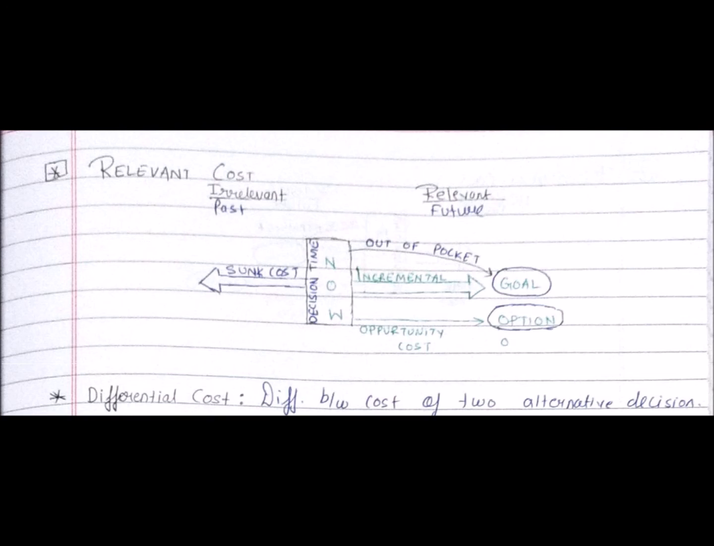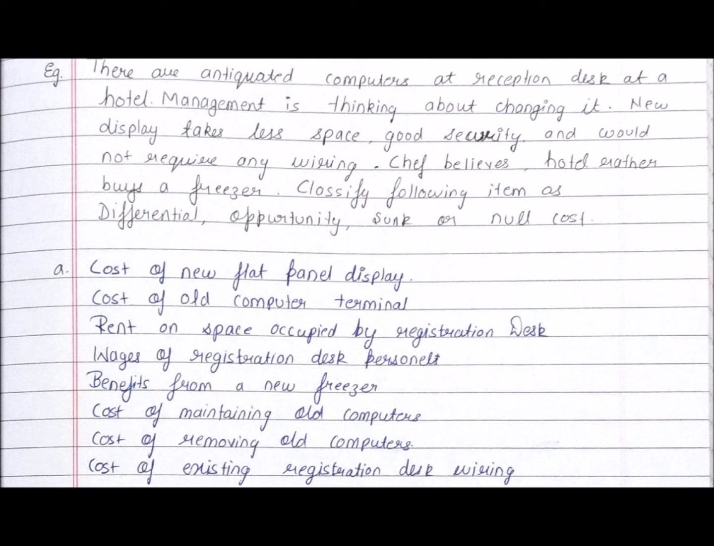What is differential cost? Differential cost is the cost between two alternative decisions. So if we are making two decisions, what is the differential cost between them? So it's called differential cost. This is another example. Just go through it, and the answers are given at the back.